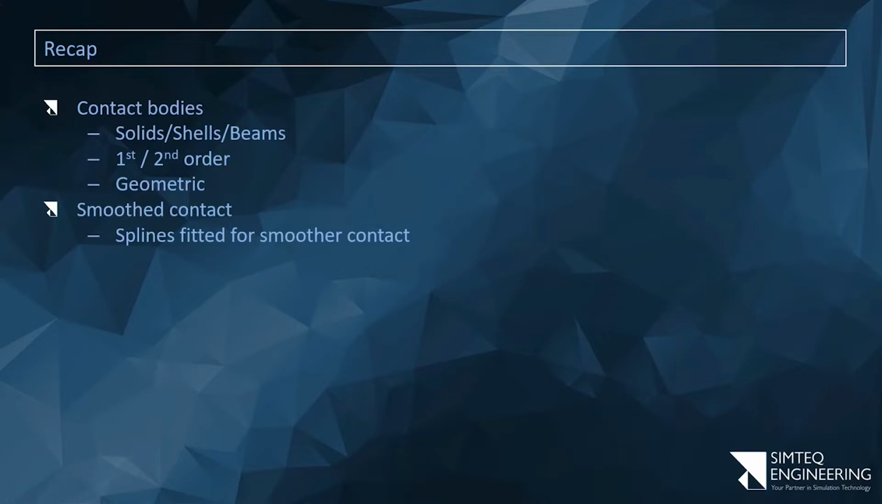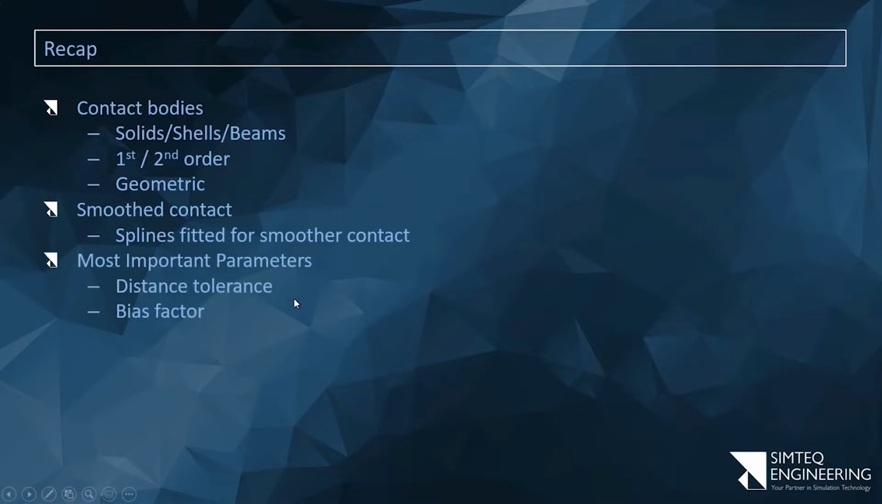Okay, we also spend a bit of time on smooth contact. That's where the software fits splines through the contact bodies to make contact against smoother regions. It's a way to get past issues with first order elements and the discrete contact, that discrete meshing that we end up with. Okay, then the two most important parameters for contact detection, the distance tolerance and the bias factor. We spent a bit of time on those, went through some examples of why they work together and what to change and when, if you have what kind of behavior, say, not making contact when it should, what should you change between these two?